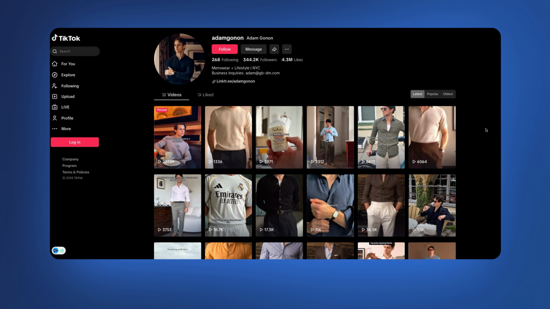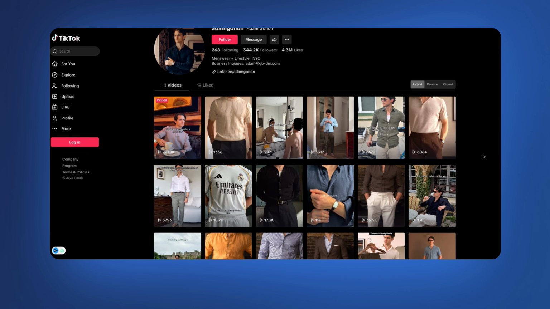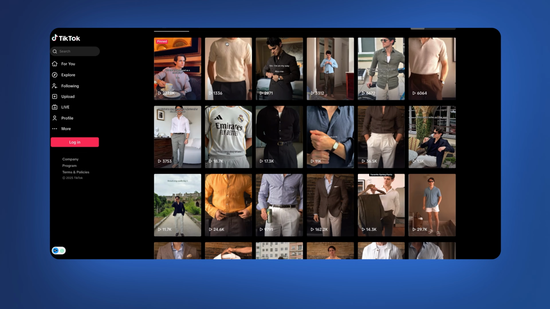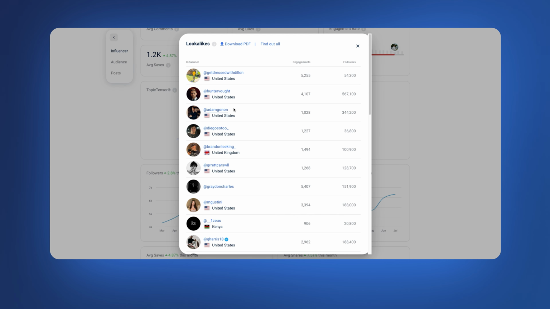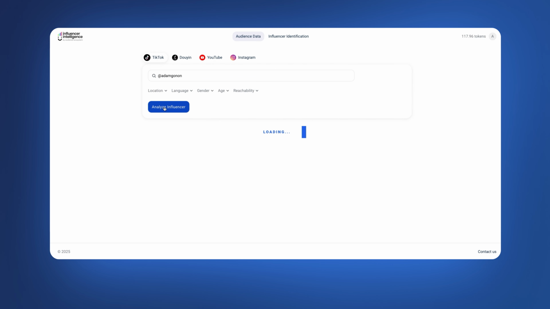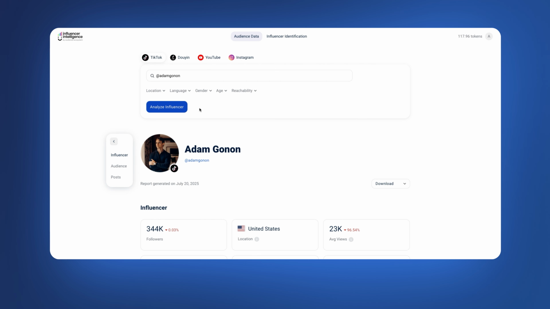Like, this seems more elevated high fashion, kind of more simplistic than the streetwear we're going for. Maybe it's not a good fit, but let's pretend we're looking at this and saying, okay, maybe Adam could be good for us, right? So you can copy his handle, type it in the search bar, found him, view influencer. And again, you're going to make a data-informed decision.